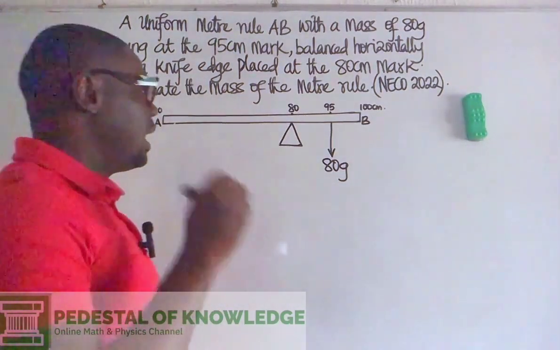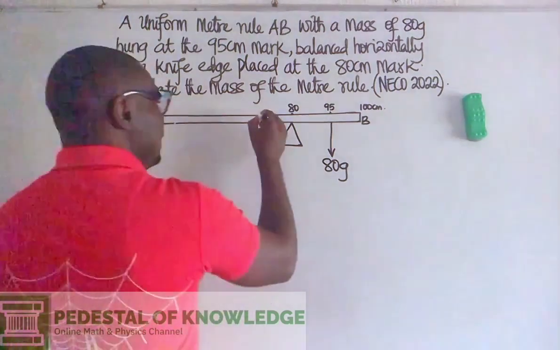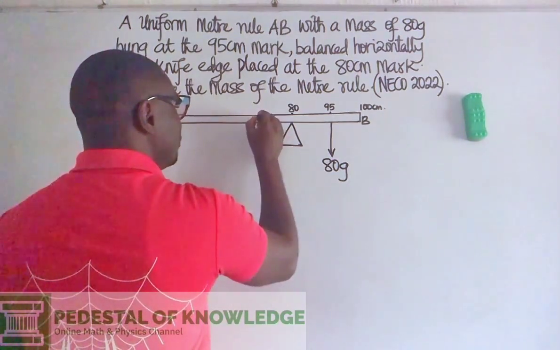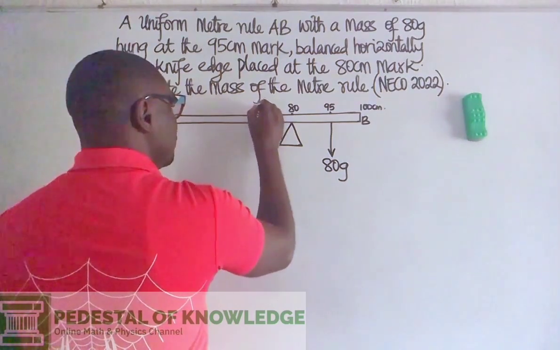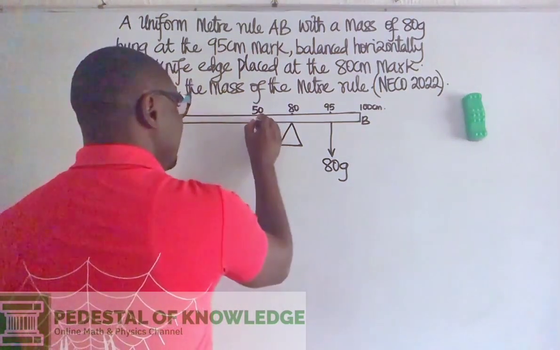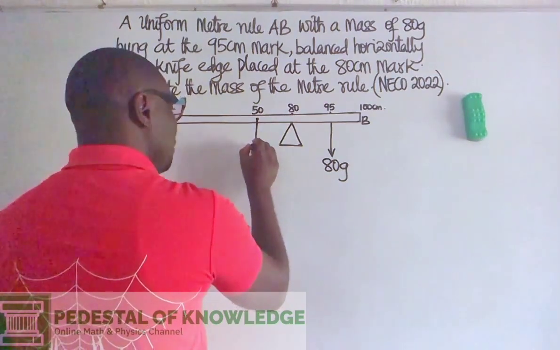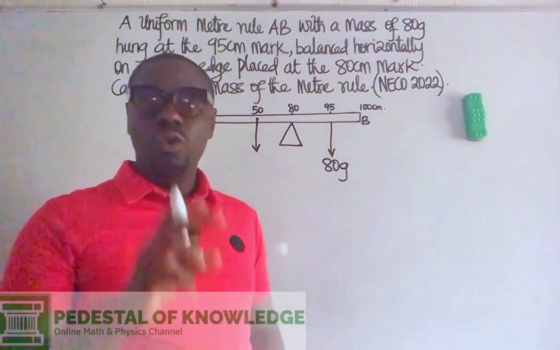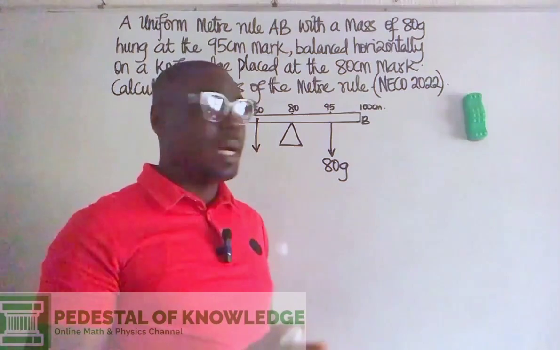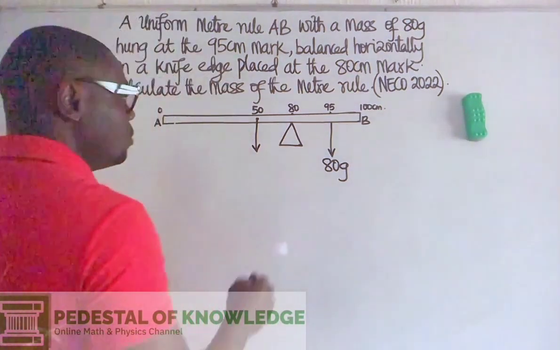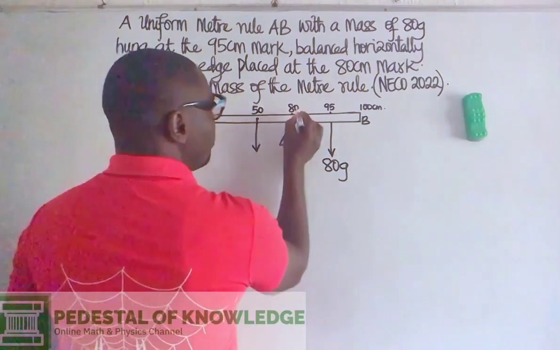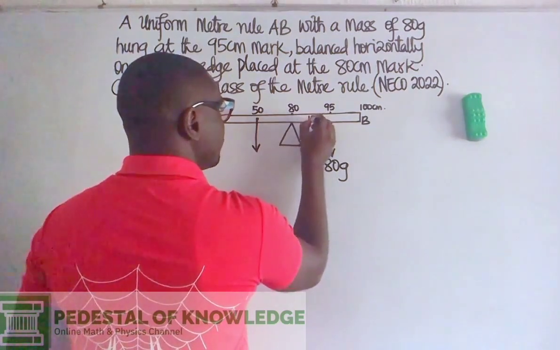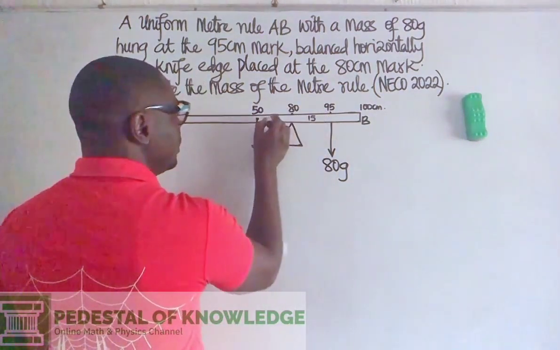Now, remember that I said initially that the center of gravity of the meter rule is at the 50 cm mark. So here is the center of the meter rule, and here is 50. And that is the point where the resultant weight of the meter rule appears to act. The center of gravity of a body is defined as that very point where the resultant weight of the body appears to act. All right. Now, we know that the distance from 80 to 95 is 15. And the distance from 50 to 80 is 30.